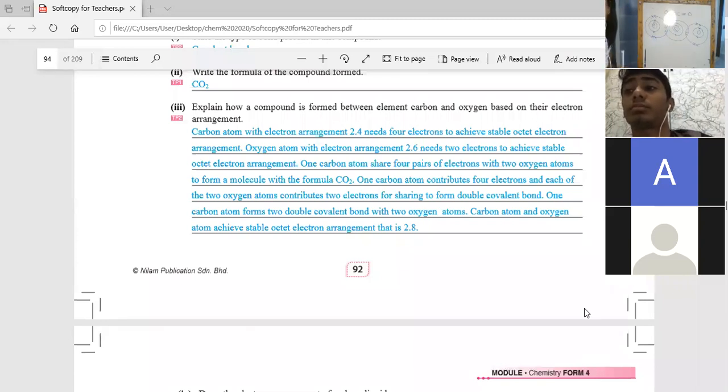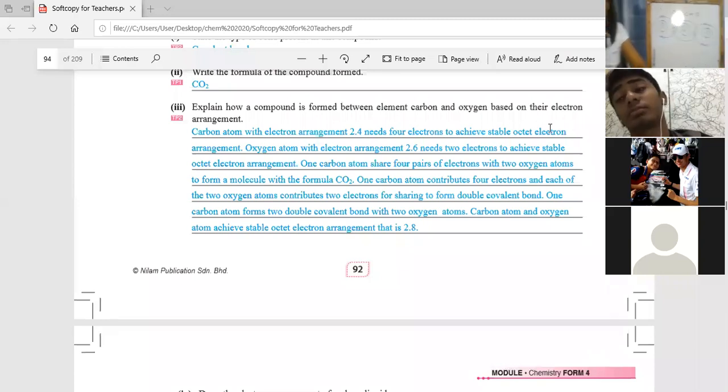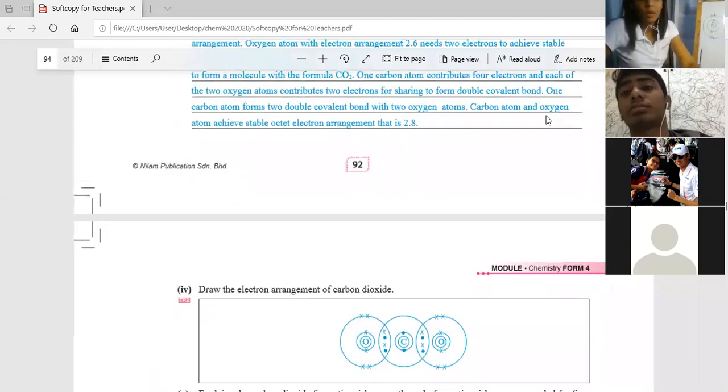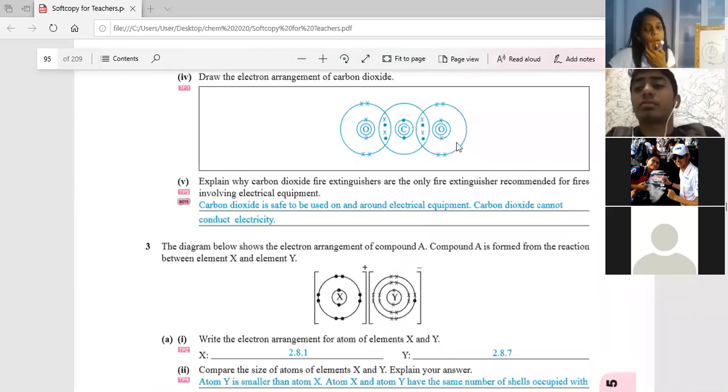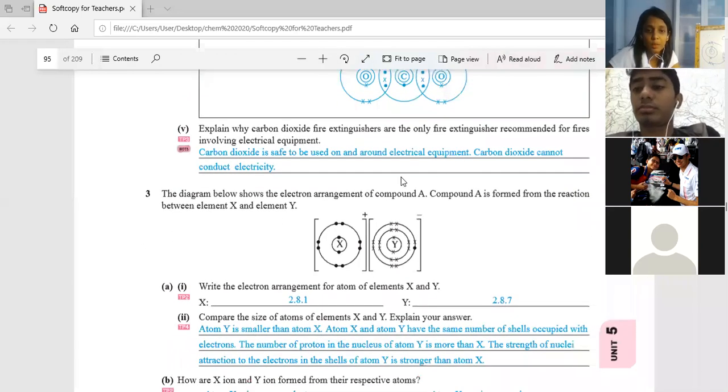Do you understand? Yes, sir. Okay, very good. Now you see that the drawing that you're going to get, this is the drawing that you're going to get. Check your answers. If it's correct, fine. I'm going to go to the next one.